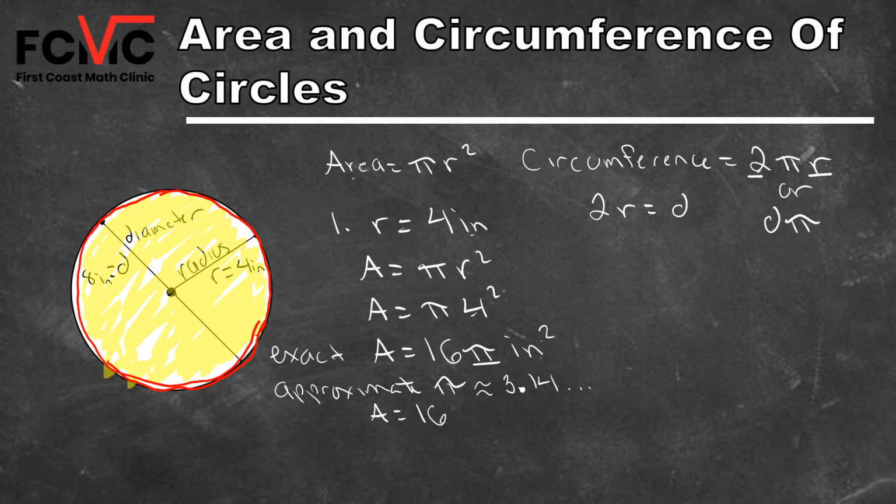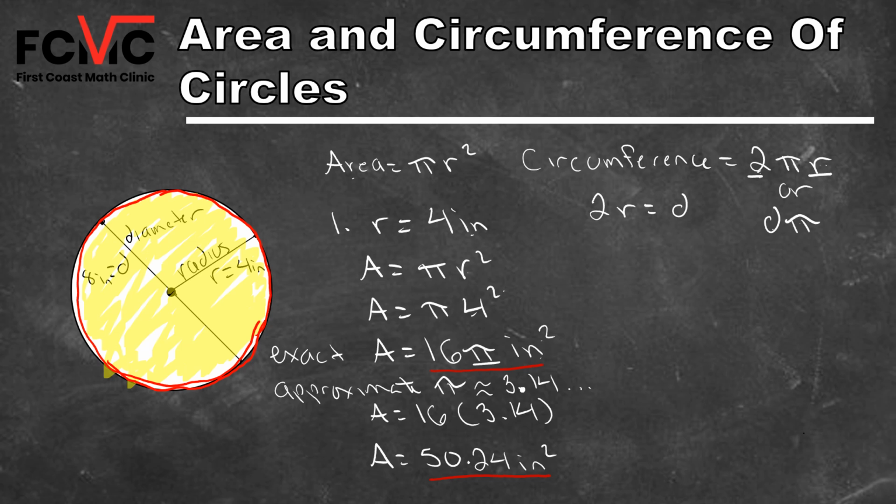So we'll do 16 times 3.14, and 16 times 3.14 is going to give us 50.24. Again, our label is going to be inches squared. Okay, so we've got two answers for our area. 16 pi, here our answer is in terms of pi. That's our exact answer. Here we multiplied by 3.14 and found the approximate answer for our area.